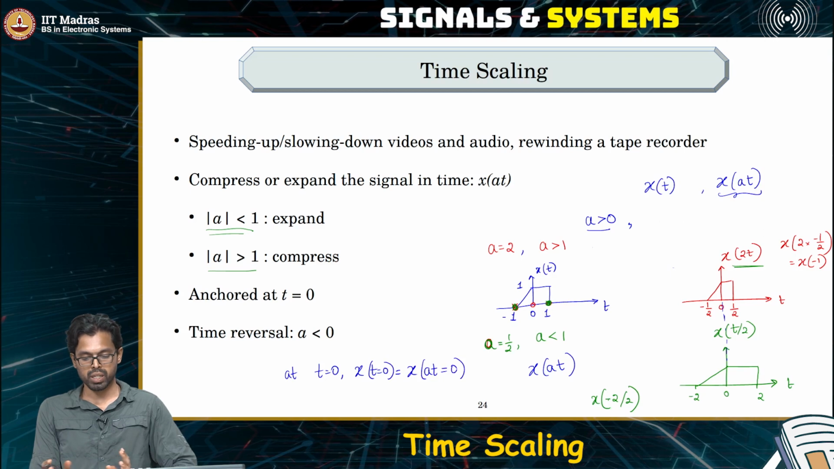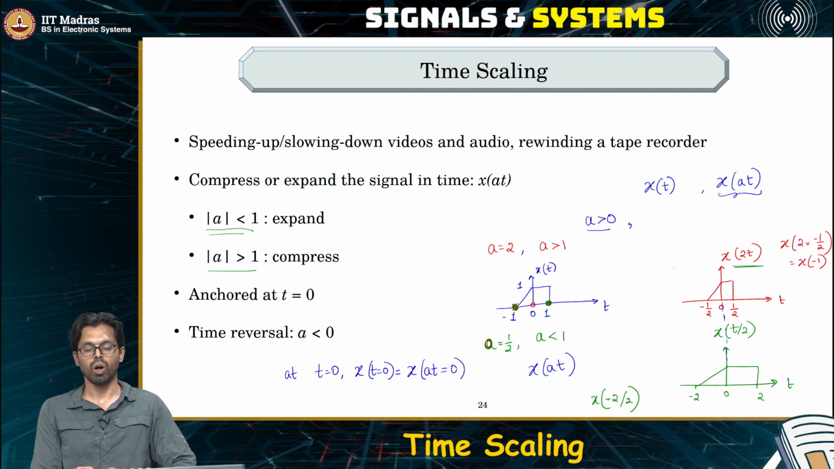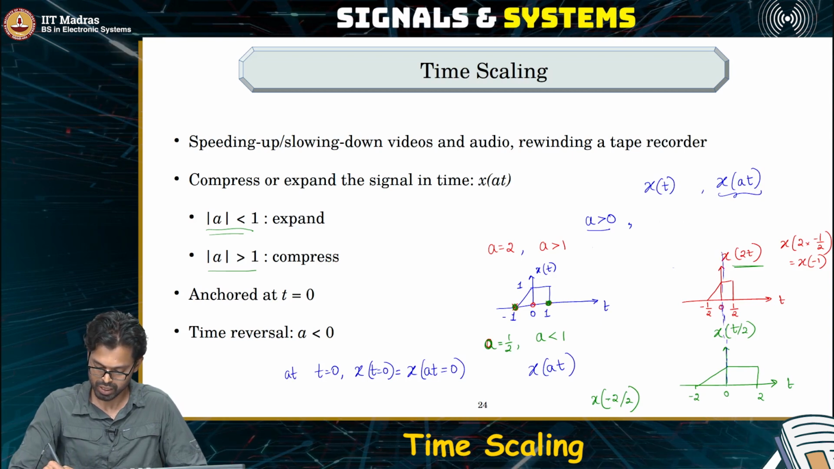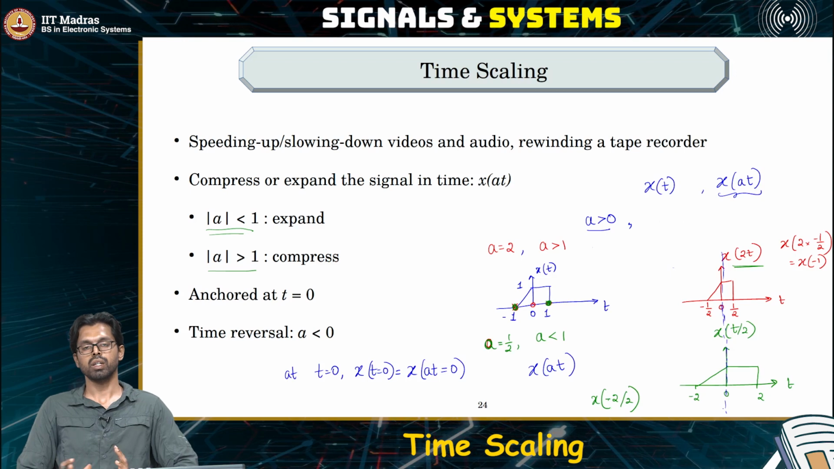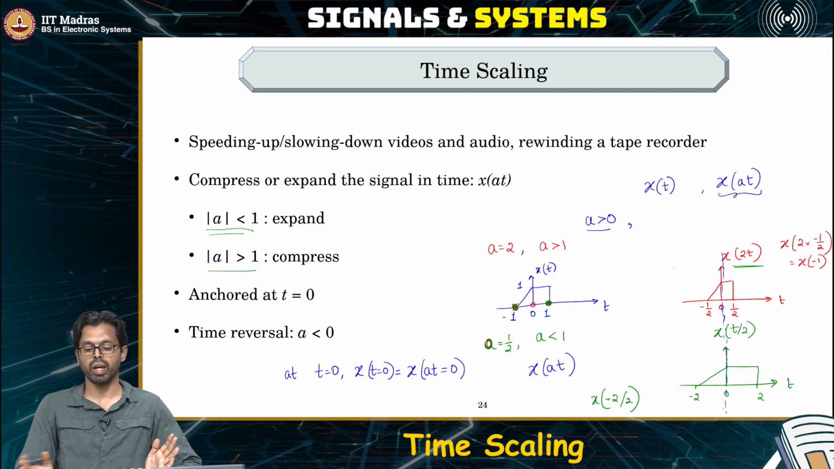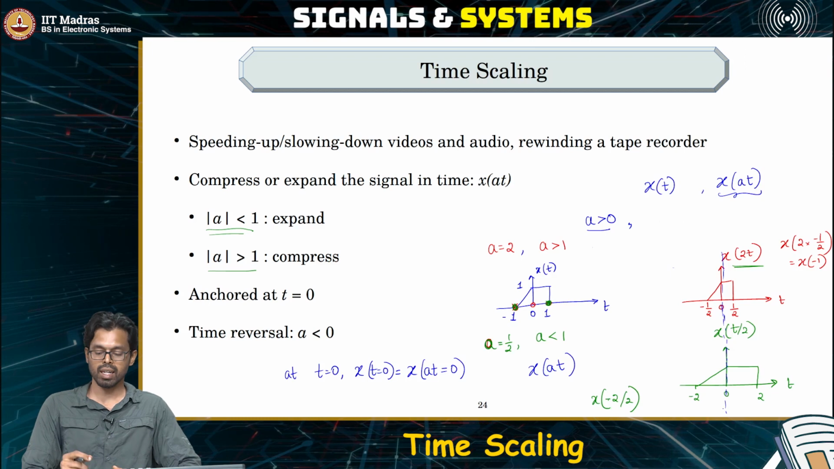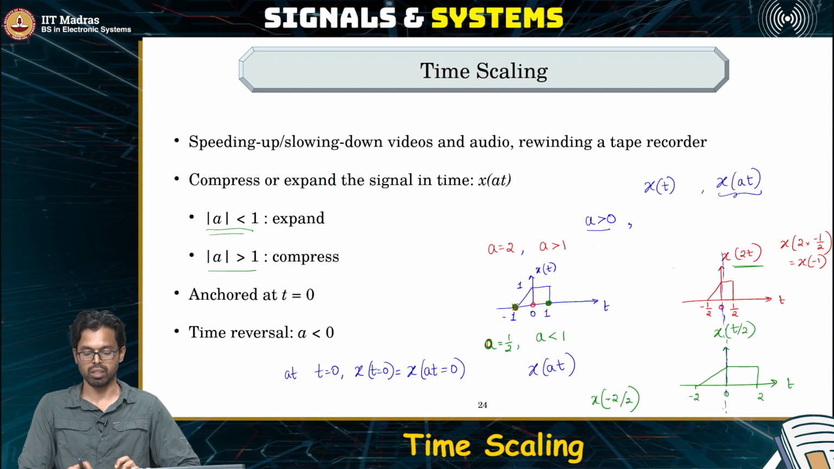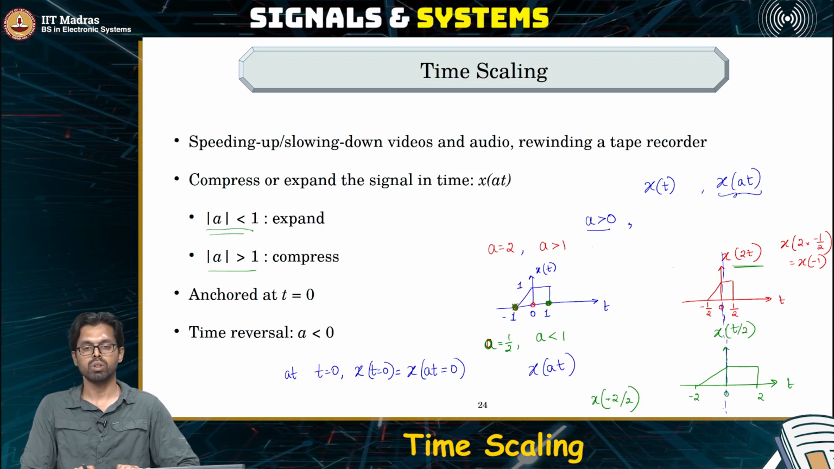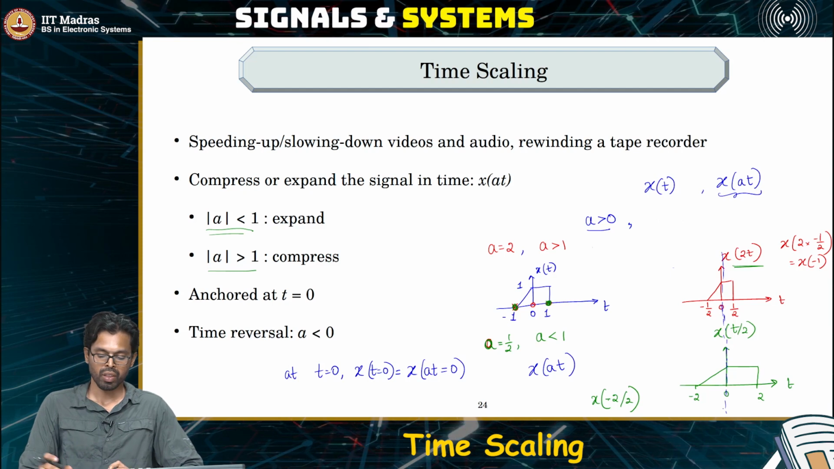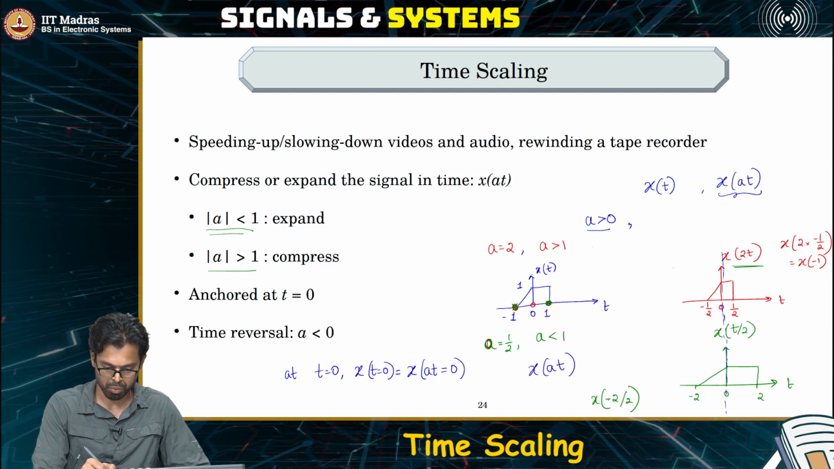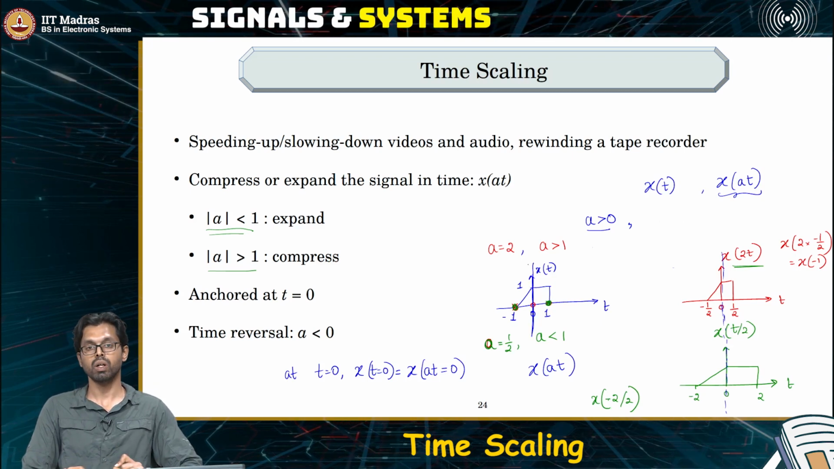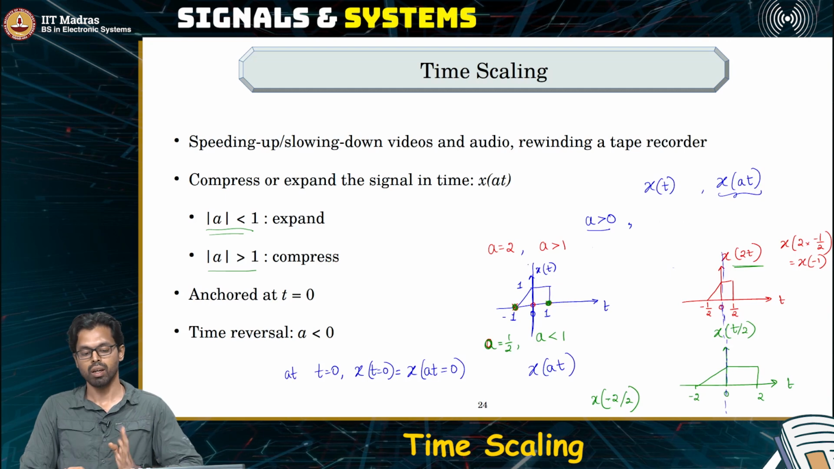So this compression and expansion operation is always going to happen about the line t equal to 0. In other words, the compression and expansion is always centered around the y-axis. This is simply because when you scale something, it expands or compresses about the origin. Because of this, the center point passing through the origin is always fixed. That point is never going to move because of the scaling operation. It will move only with the shifting operation.